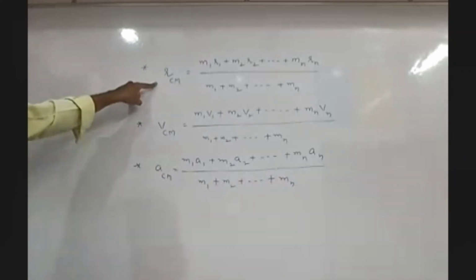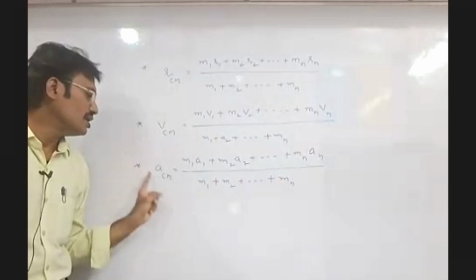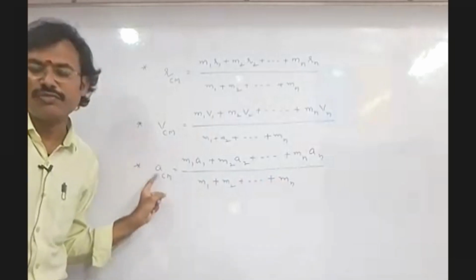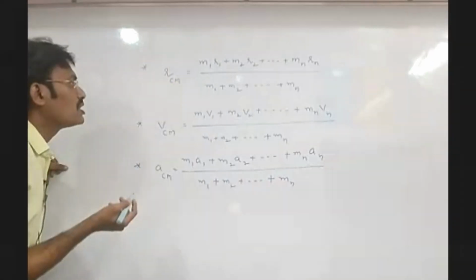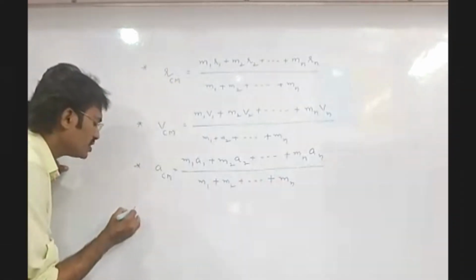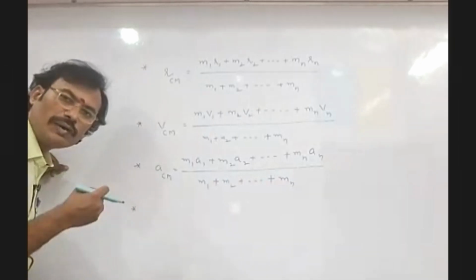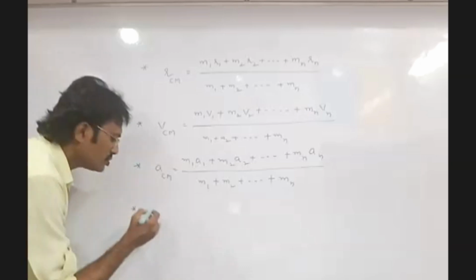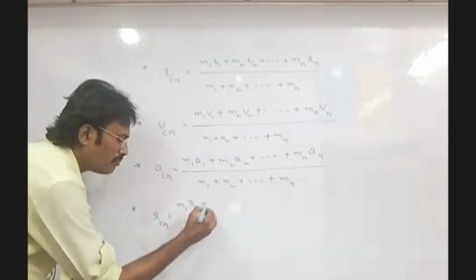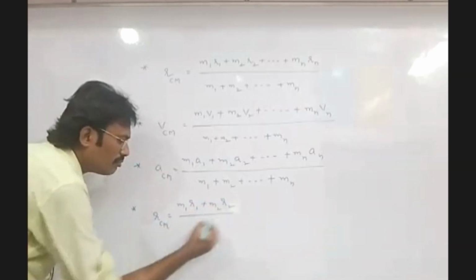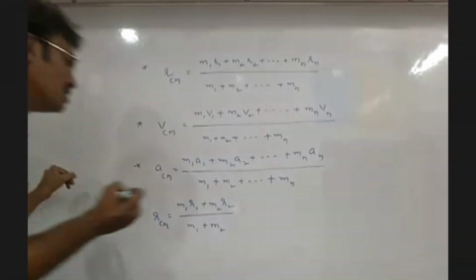So this is the position of center of mass formula. Velocity of center of mass of a body is having this formula, and acceleration of center of mass, this is the formula. Now, if the two particles are moving in the same direction, then what about the formula for position of center of mass and velocity of center of mass and acceleration of center of mass? Two particles are moving in the same direction. So the position of center of mass RCM is equal to M1 R1 plus M2 R2 by M1 plus M2. This is the position of center of mass if the two particles are present.